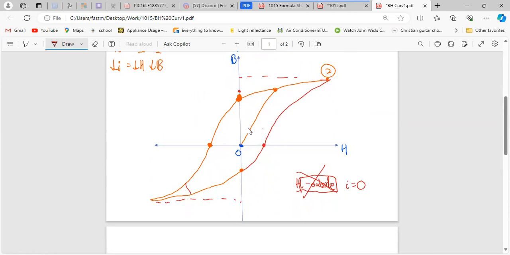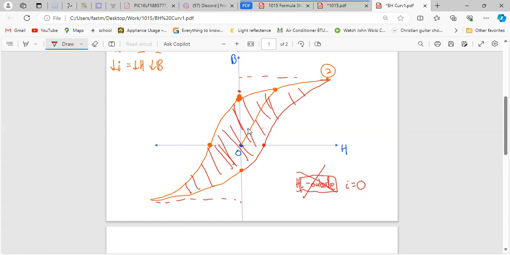So the area inside this curve is what we call the hysteresis losses, and these are losses that are dissipated as heat. So if you literally touch the core, you'll feel it hot. Eddy currents are basically circulating currents in the material. All those things are part of the losses, so hysteresis losses plus eddy current losses will give you the total losses in the core.